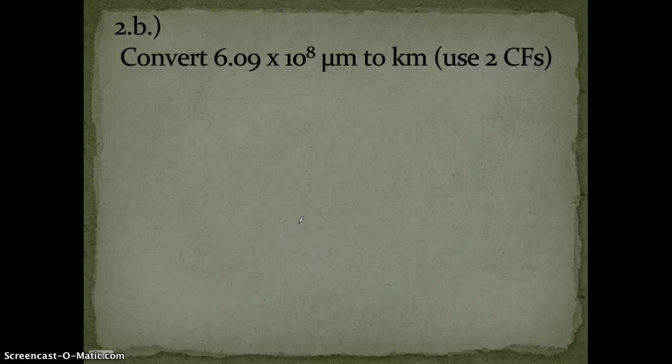Okay, the next conversion then is to take micrometers and go to kilometers. All right, so I said again, use two conversion factors. So what do we know? We know that 1 kilometer is equal to 1,000 meters. And yes, you should know that. And we also know that 1 meter is equal to 1 times 10 to the 6th micrometers. That's a mu.